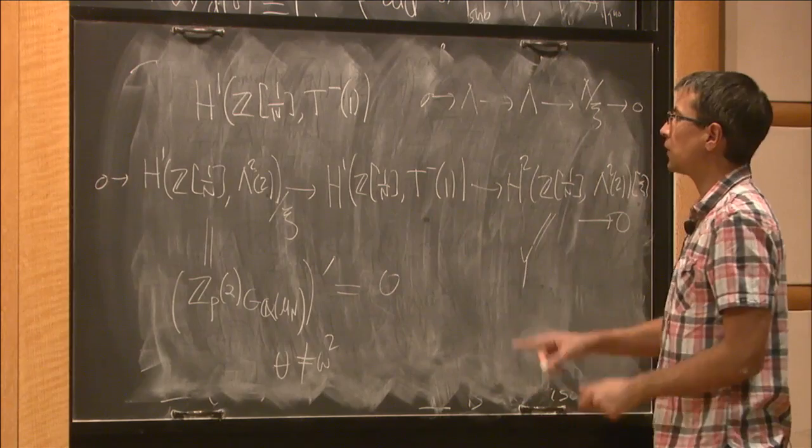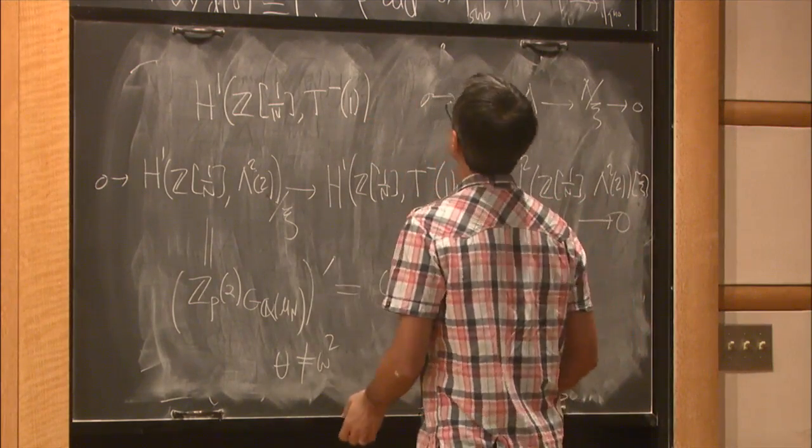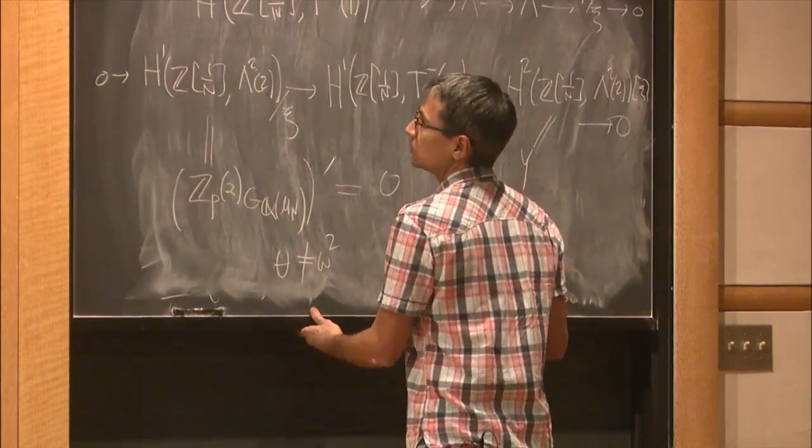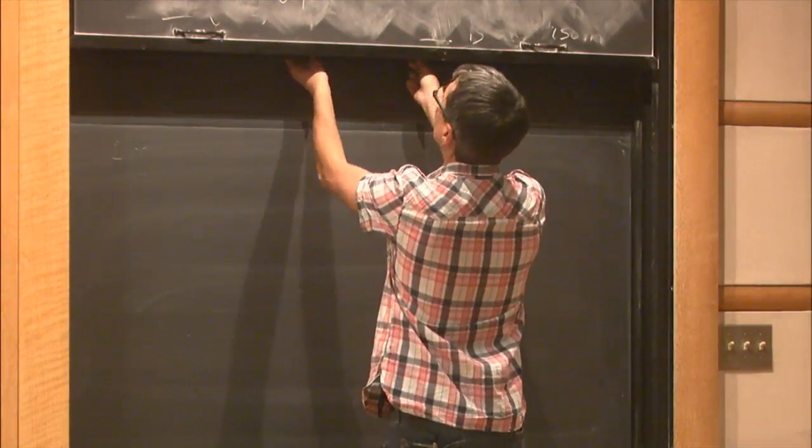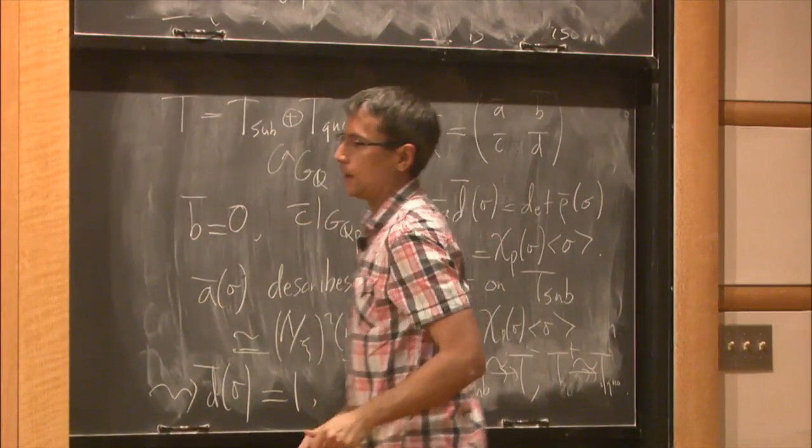So it's bizarre that both H1 and H2 are isomorphic to y. But you can exploit this in a very interesting fashion. And Fukaya.